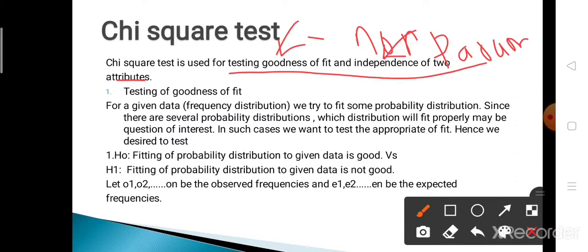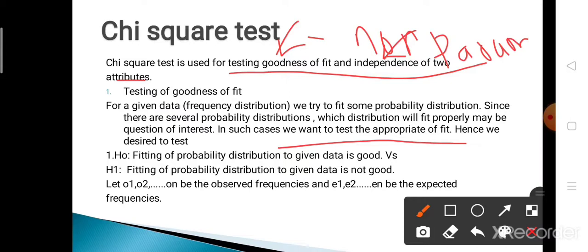For given data, that is a frequency distribution, we try to fit some probability distribution. Since there are several probability distributions, which distribution will fit properly may be the question of interest. In such cases, we want to test the appropriate fit, hence we desire to test. The first step involved in the testing of hypothesis is to formulate the null and alternative hypothesis.